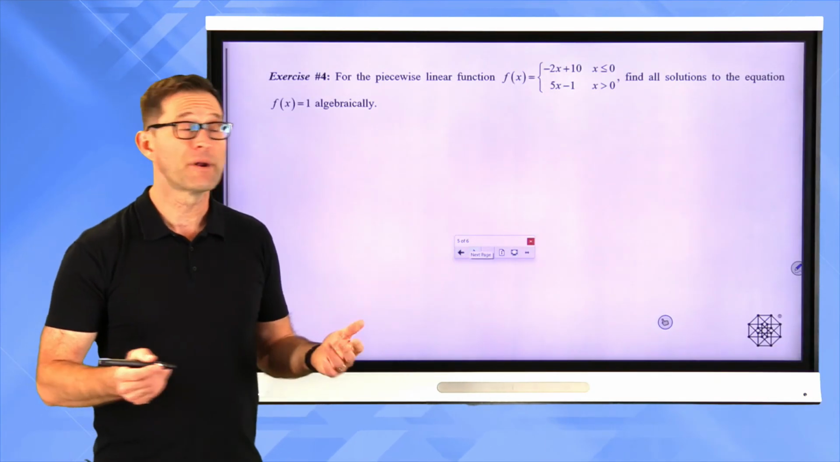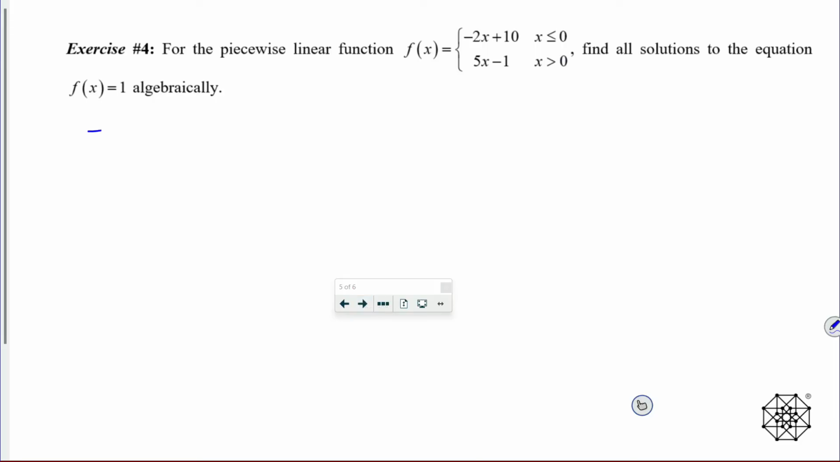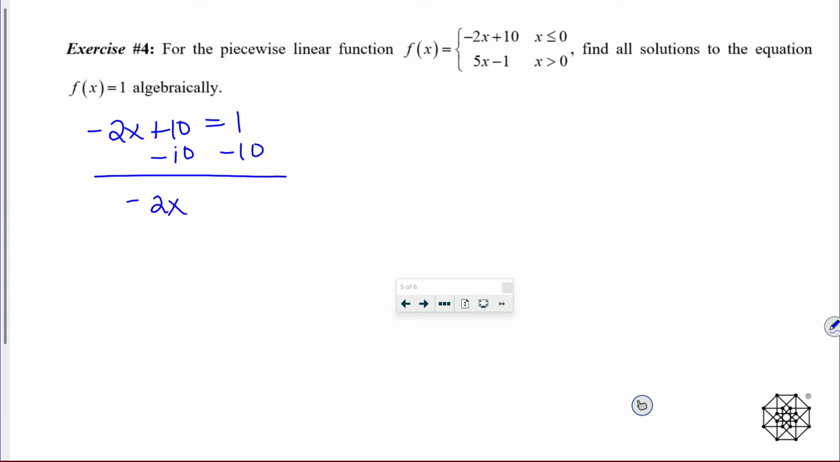All right, well, I'm going to take that first formula, negative 2x plus 10, and I'm going to set it equal to 1. So let me subtract 10 from both sides. All right, we're going to have negative 2x is equal to negative 9. Let me divide both sides by negative 2. And we're going to have x equals 9 halves, which is the same as 4.5.